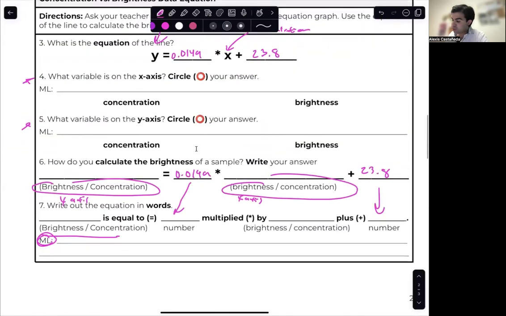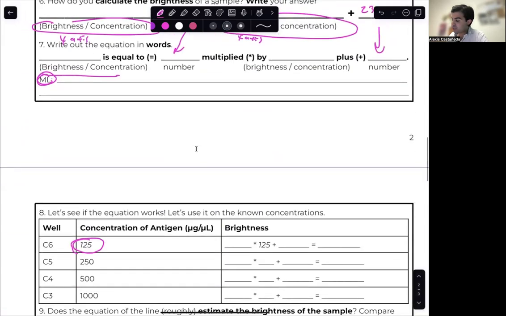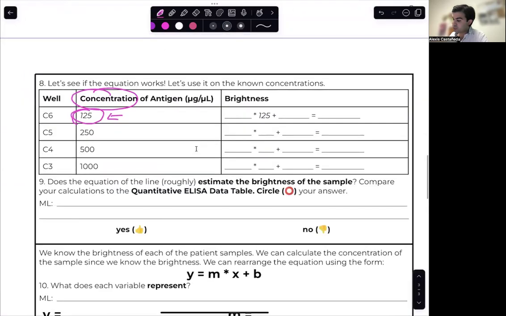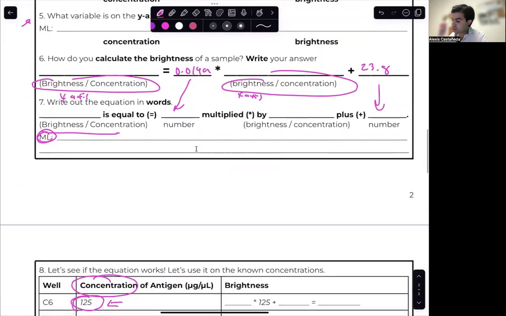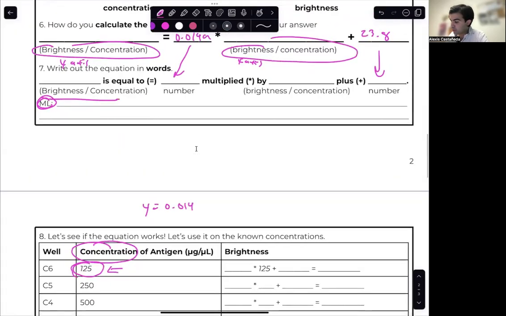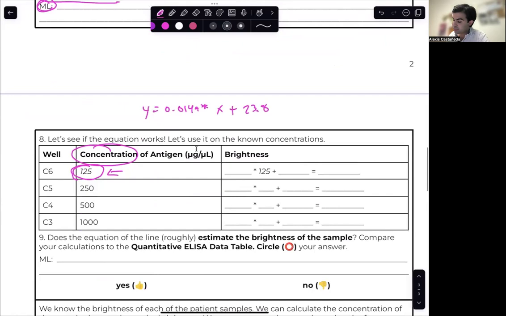So again, y is equal, so first we're going to multiply by this x. So we know that our concentration here is 125. So I'm going to plug in 125 into this equation. So if the equation again is 0.0149 times x plus 23.8, I'm going to plug in these concentration values into this equation. So first we get 0.0149 times 125, right? Because 125 is a concentration, plus 23.8. Then you're going to put this into your calculator and find what the answer is.